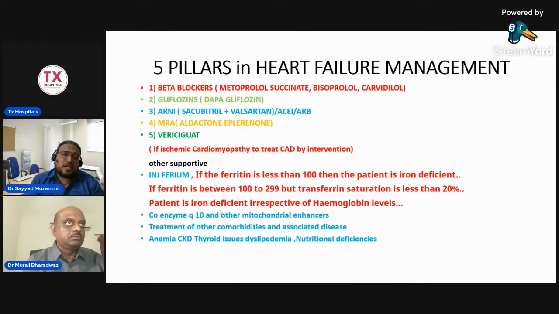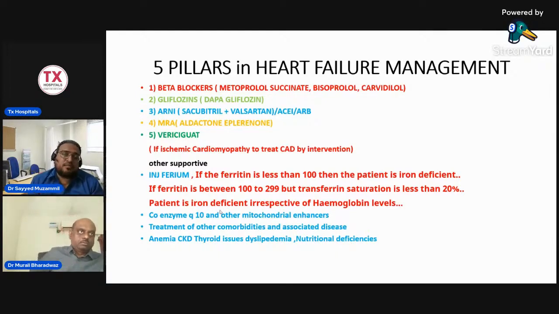RAS blockers are angiotensin receptor neprilysin inhibitor, ACE inhibitors, and ARB. Many times we get a patient and we put them on Vymada, and Vymada is costly. But I personally saw that even if you put a patient on valsartan or enalapril, they do wonders. So if you are unable to put the patient on Vymada, don't miss putting the patient on either valsartan or enalapril. They do wonders.